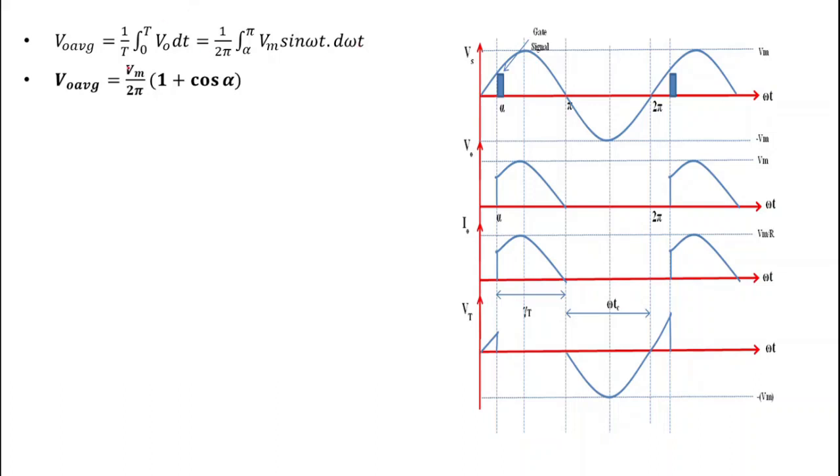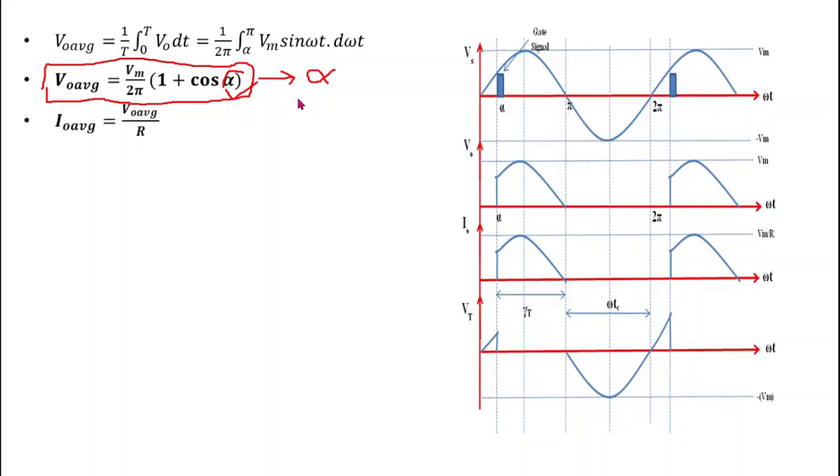Now if I ask you why this rectifier having a thyristor is called a control rectifier, the answer is in this expression. Here we can see that the average output voltage of the rectifier depends on this alpha. If we change this angle alpha, then the output voltage also changes. So we can control the output voltage by controlling this angle alpha. That's why, due to this alpha, these thyristor rectifiers are controlled rectifiers.